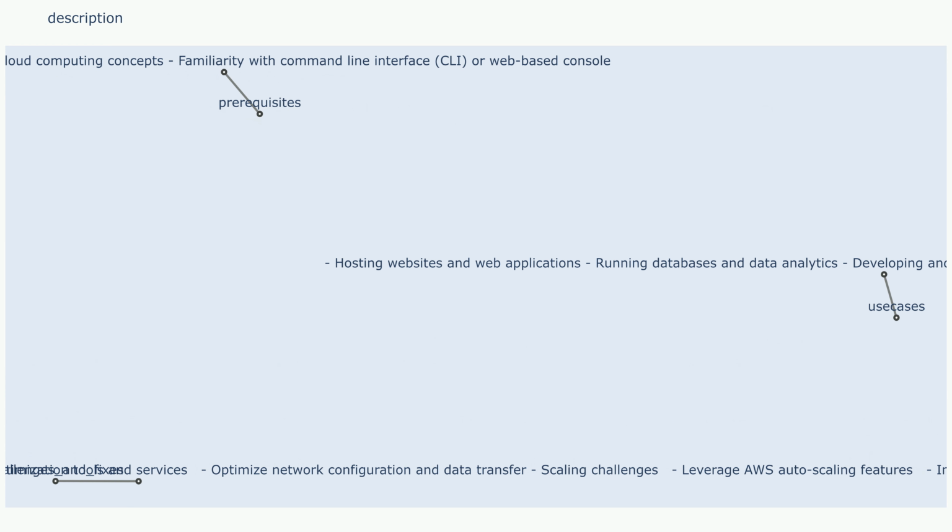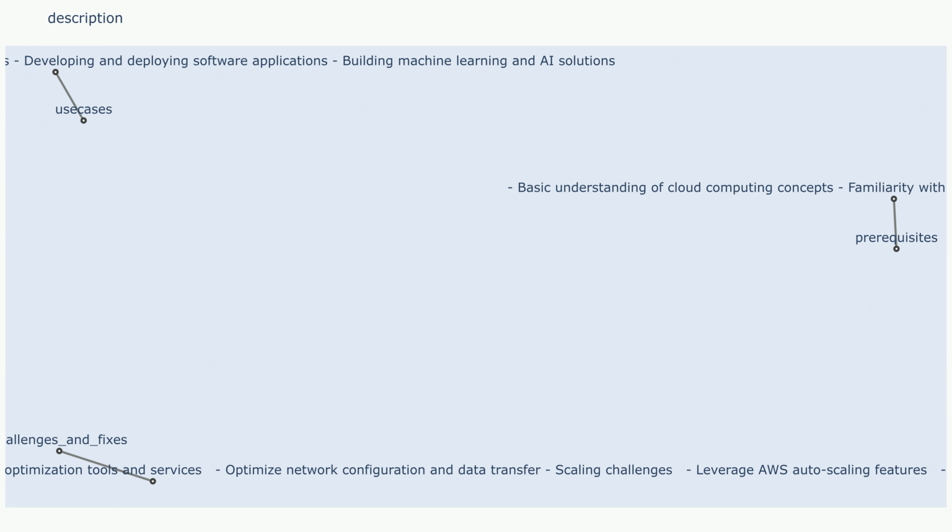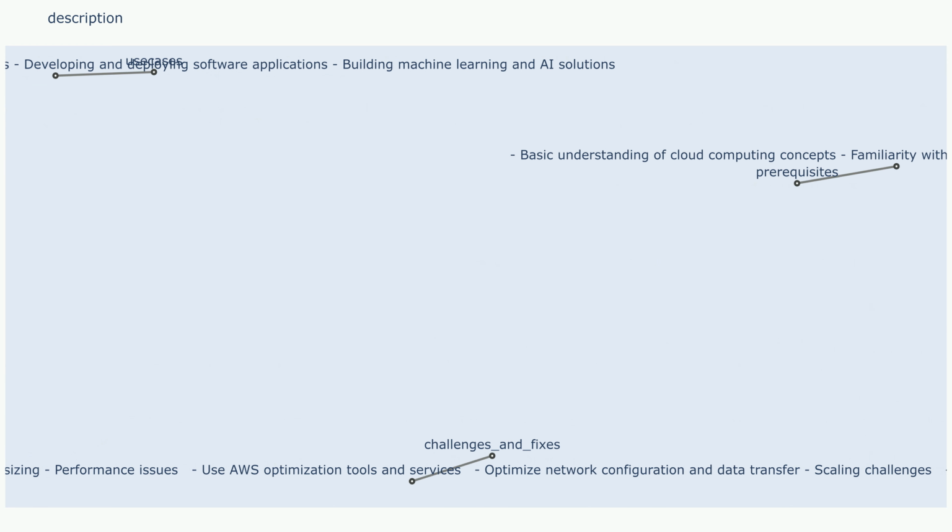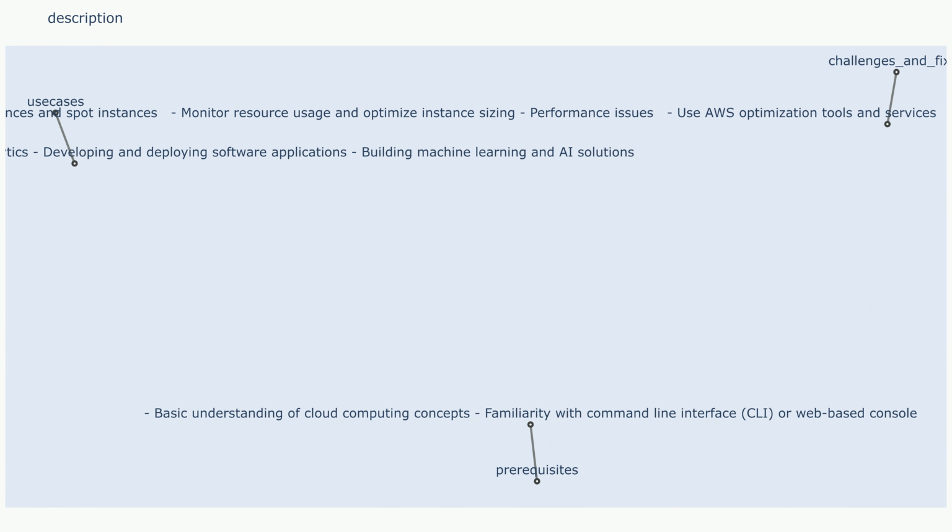Implement a security monitoring and logging system. Employ security best practices and policies. Use AWS security services like AWS WAF, AWS Shield, and Amazon GuardDuty.